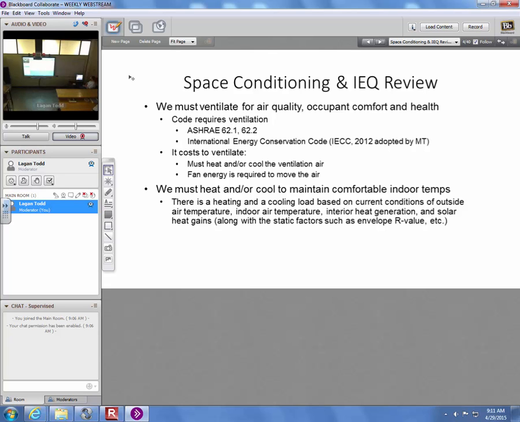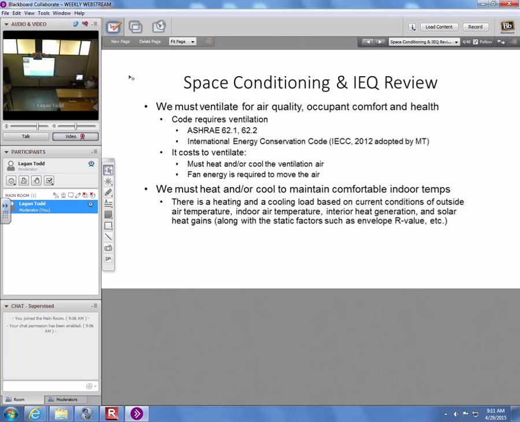So, what is the goal here with regard to space conditioning and indoor environmental quality? First of all, we have to ventilate. So we've covered this in some of the other lectures. We need to ventilate for air quality, for occupant comfort and health. We need to make sure that the air in the building is free of pollutants, contaminants, and that we're getting enough air exchange that we have fresh air, so the air doesn't smell bad, doesn't feel stuffy.